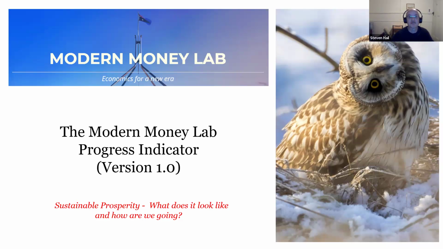So I have put together, you might see it if you're an ecological economist, a childishly simple indicator, which, for want of something else to call it, we'll call it the Modern Money Lab Progress Indicator version 1.0, that they can discuss and improve upon, and that is simple enough.